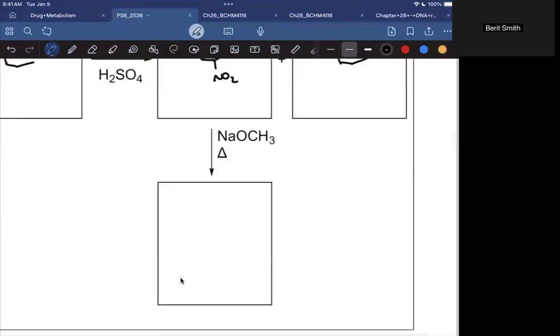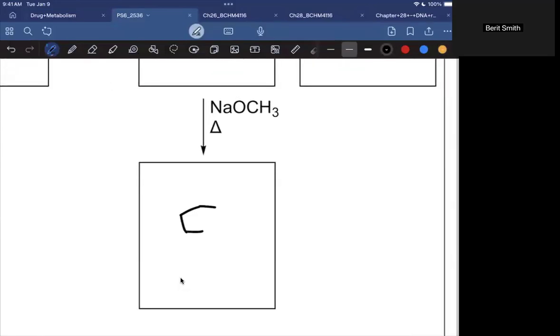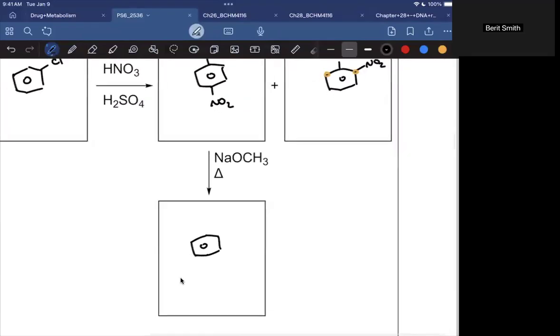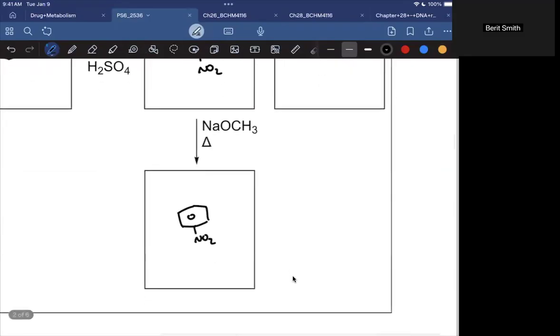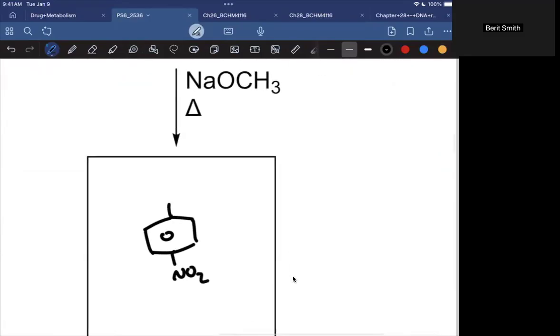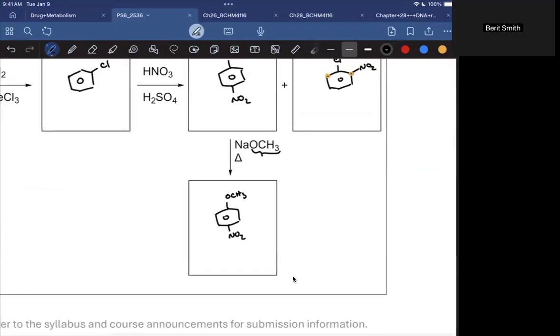And then this is just going to be our SNAr reaction, which requires, remember, this nitro is a very strong deactivator, and there needs to be a strong deactivator ortho or para to whatever the leaving group is, which in this case is the chlorine. So it just replaces that chlorine with this OCH3, and then this is what we get.